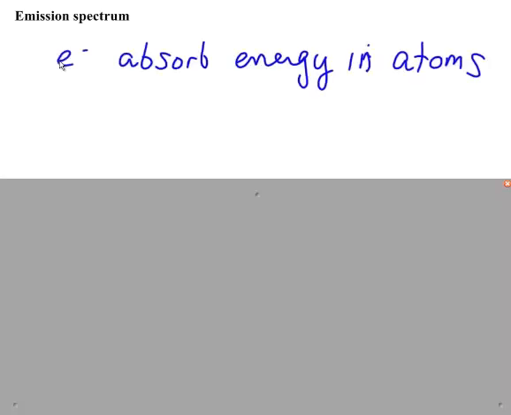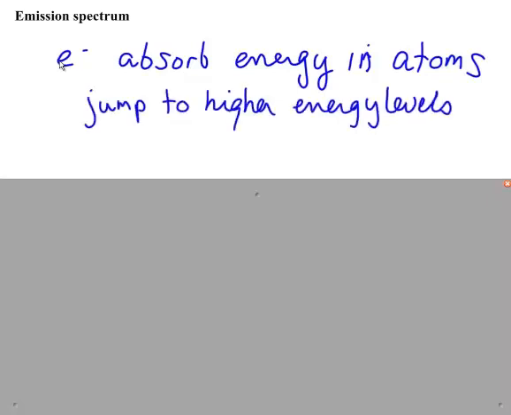When atoms absorb energy, it's actually the electrons that absorb the energy. These electrons get energized. When they absorb the energy, they jump to higher energy levels. And in order to jump to these higher energy levels, they need a minimum amount of energy to do this. If they don't absorb enough energy, if they don't absorb a large enough photon, they aren't going to change in energy levels. They'll just stay put where they are.